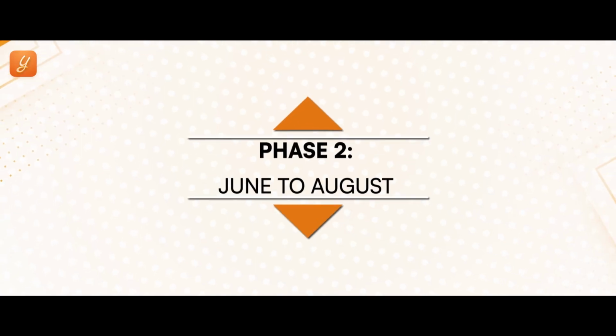Phase 2, June to August. Once you've completed your preparation, the next obvious step is to take the exam. Most students take the GRE between July to September, but keep in mind that because of such high competition, it may be difficult to find a date of your choice within your city, especially if you live in metros like Hyderabad, Bangalore, Mumbai, Chennai, etc.